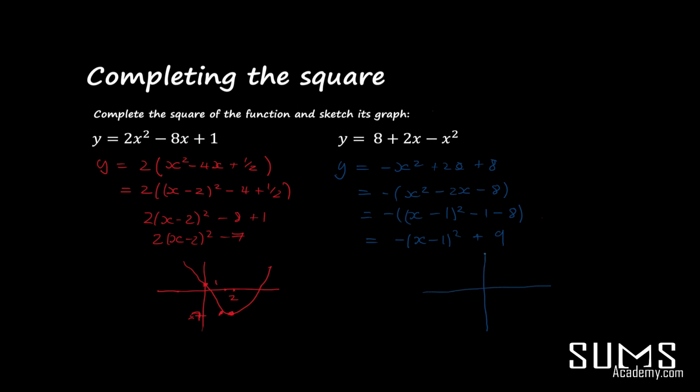So what's this one going to look like? Well, we've got a maximum turning point at 1, 9. So here, that's our maximum turning point, because we know it's a maximum because of this negative. And then it crosses the y-axis at 8. So it's going to be here at 8. So our parabola is going to look something like this.